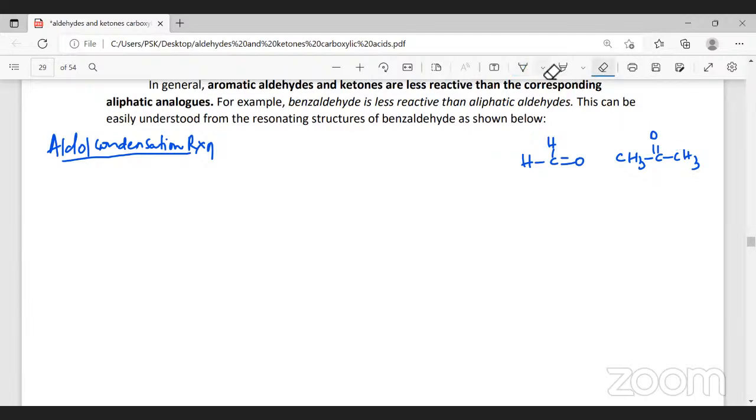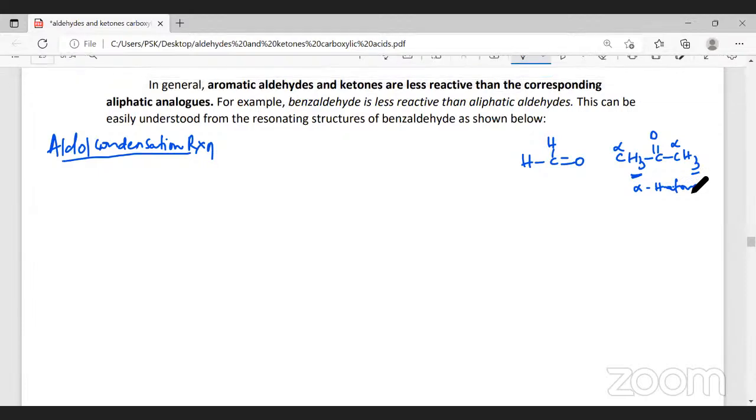Now, this is the functional group. The carbon atom attached to the functional group will be called alpha carbon atom. So the hydrogen atoms attached to the alpha carbon atom will be called alpha hydrogen atoms. What are alpha hydrogen atoms? Hydrogen atoms attached to the alpha carbon atom are called alpha hydrogen. What is an alpha carbon atom? The carbon atom bonded to the functional group is called the alpha carbon atom.